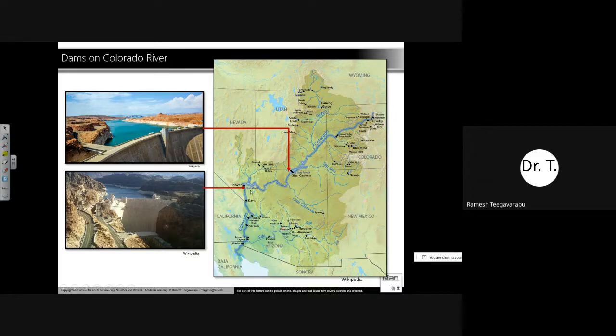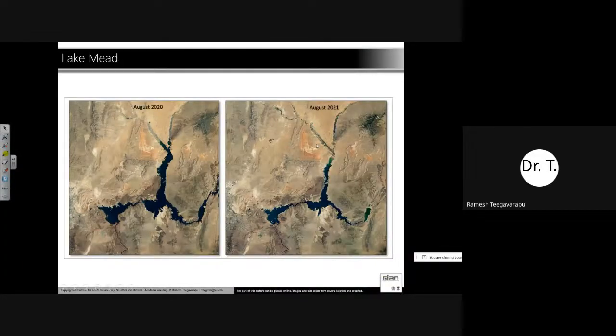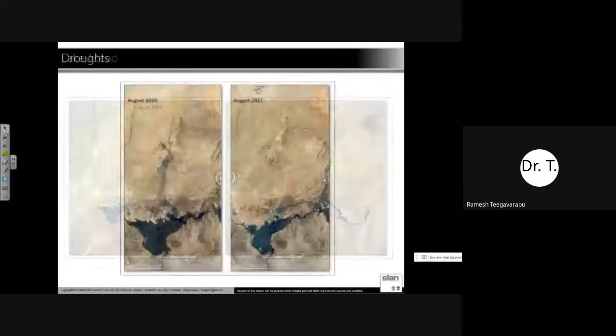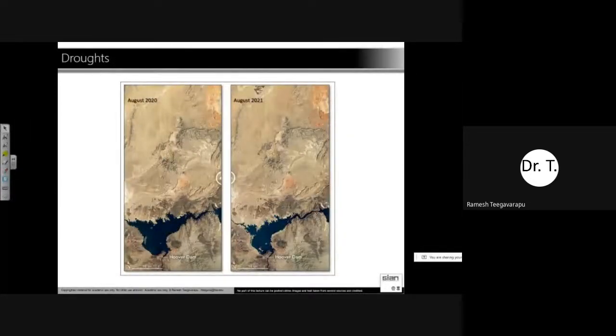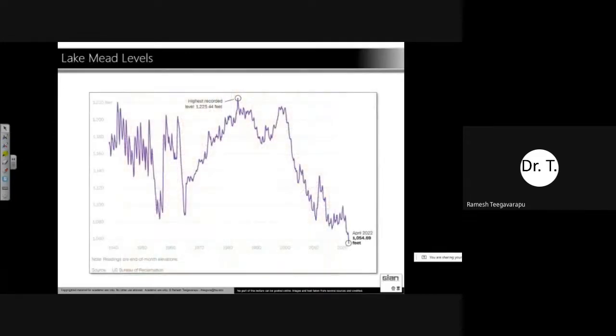dams in the country, and it holds a tremendous amount of water. But then you can see how the Lake Mead water levels are receding year after year, and the droughts are forcing these water levels to recede. You can see the Lake Mead levels near the Hoover Dam used to be around 1,220 feet. Now it is around 1,054 feet. Approximately a good 200 feet reduction in the levels of water can be seen. So that's definitely an impact for hydropower production, recreation, and water supply.